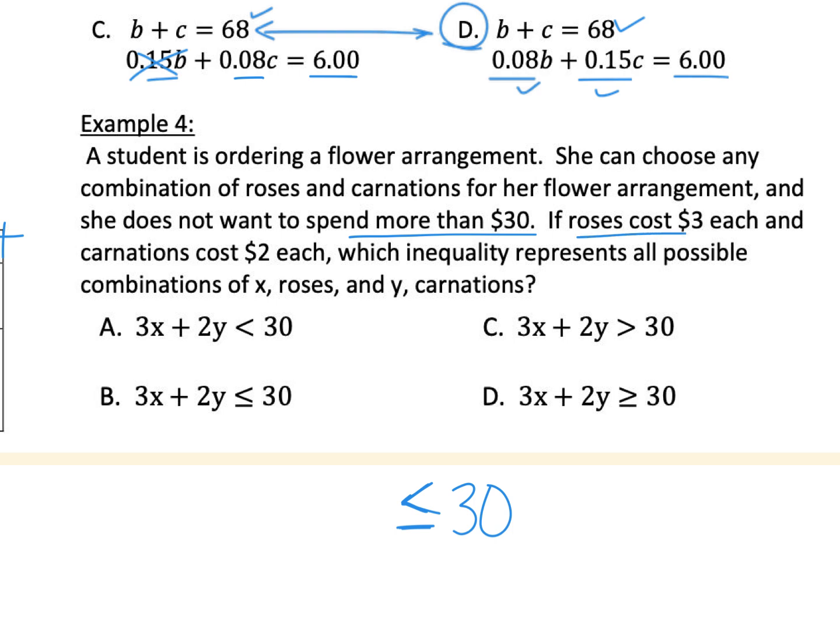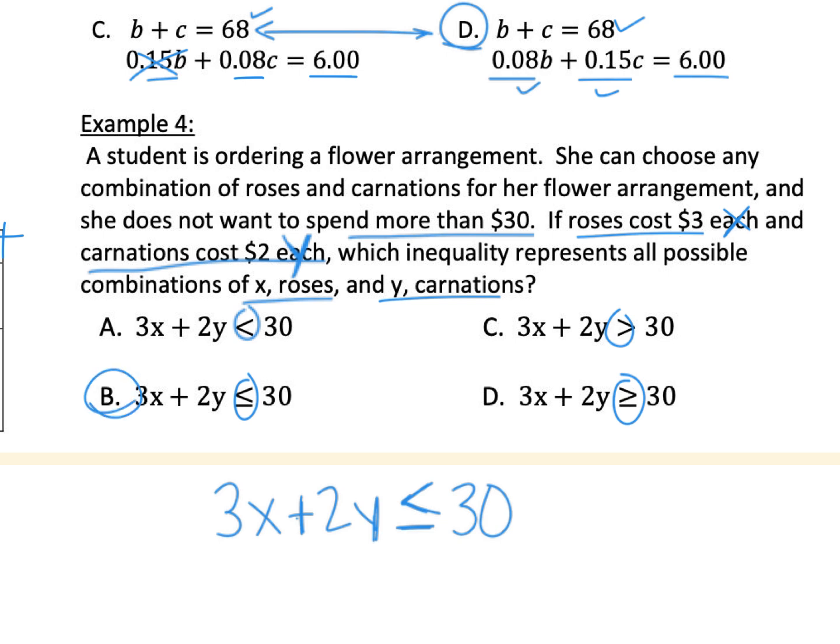Roses cost $3 each. There's a multiply word there. And carnations cost $2 each. And it tells us here, X is for roses, Y for carnations. So you can see I put X where the number for roses is, and Y where the number for carnations is. So 3X plus 2Y is less than or equal to 30. So all of these start out 3X plus 2Y. So you're really looking at these inequalities, and if you don't know less than, remember left hand less than.